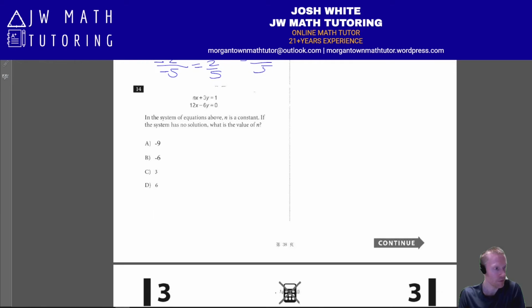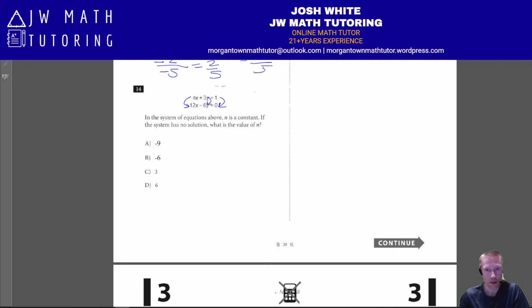Below that, problem number 14, we have a system of equations. Okay, for a system of equations to have no solution, the multipliers on the x and y must be the same. So what I mean by that is whatever you multiply by to get from one equation to the other, it must be the same value for both x and y. And additionally, it must be different than whatever the multiplier is for the numbers on the right.